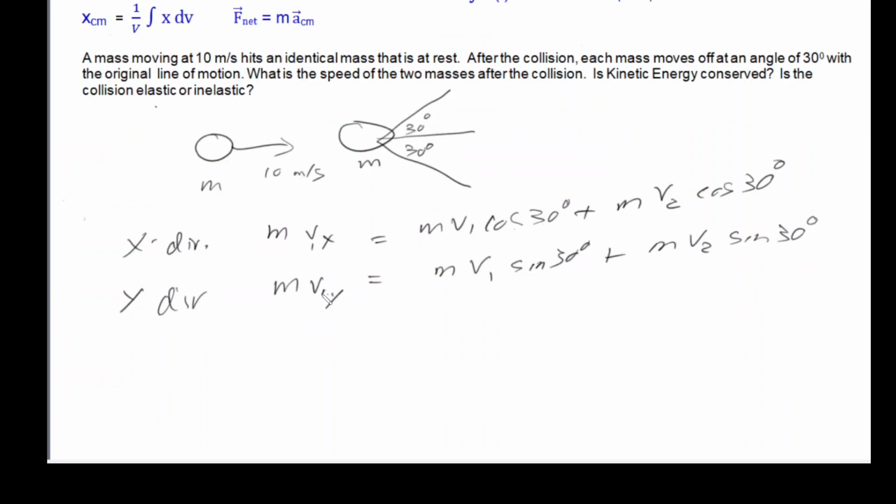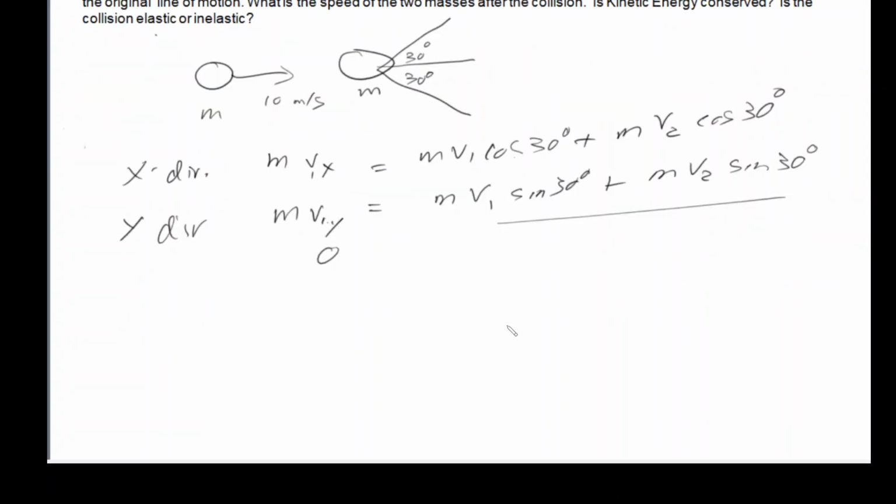Well, we know that the mass initially is going in the x direction only, so v1 in the y direction is 0, so that becomes 0 is equal to this. So we end up with, from this equation, mass times v1 sine 30 degrees is equal to minus mass times v2 sine 30 degrees, which means that v1 has to equal v2, because these all cancel out.